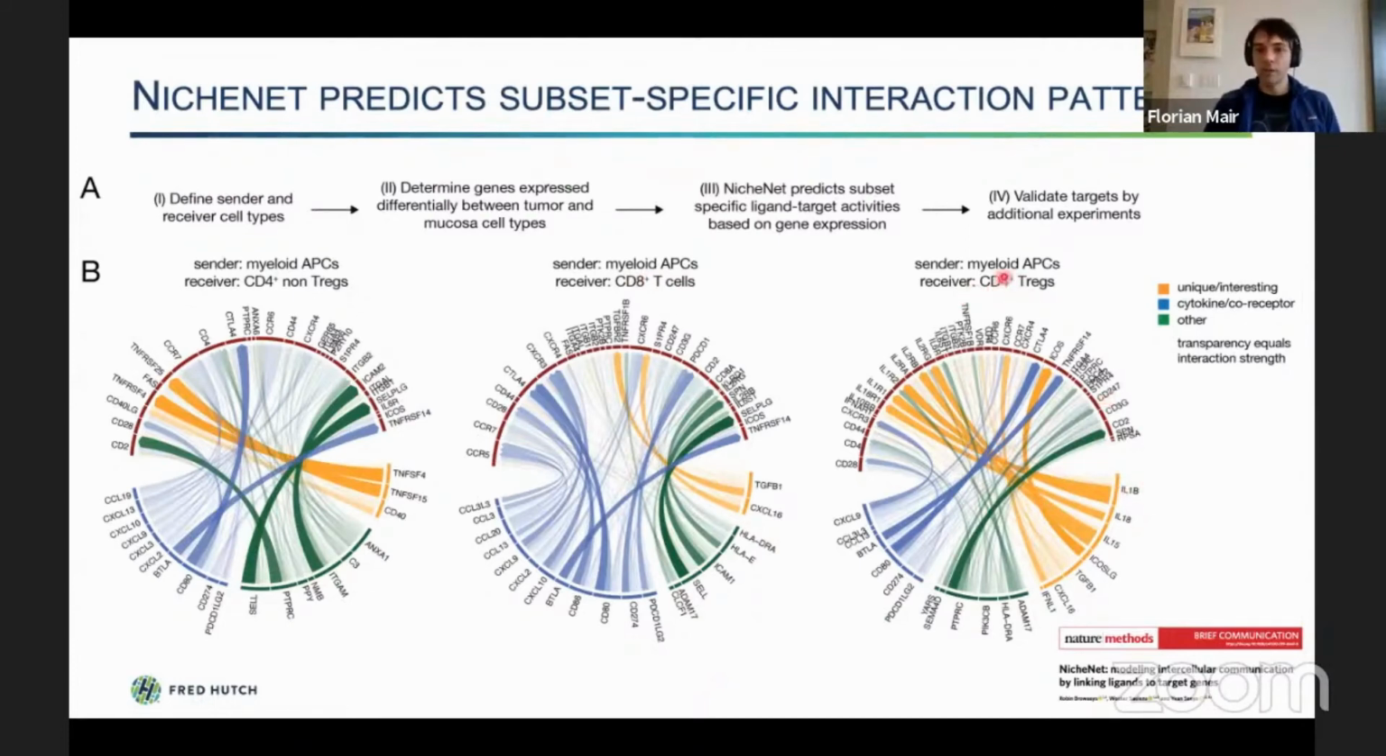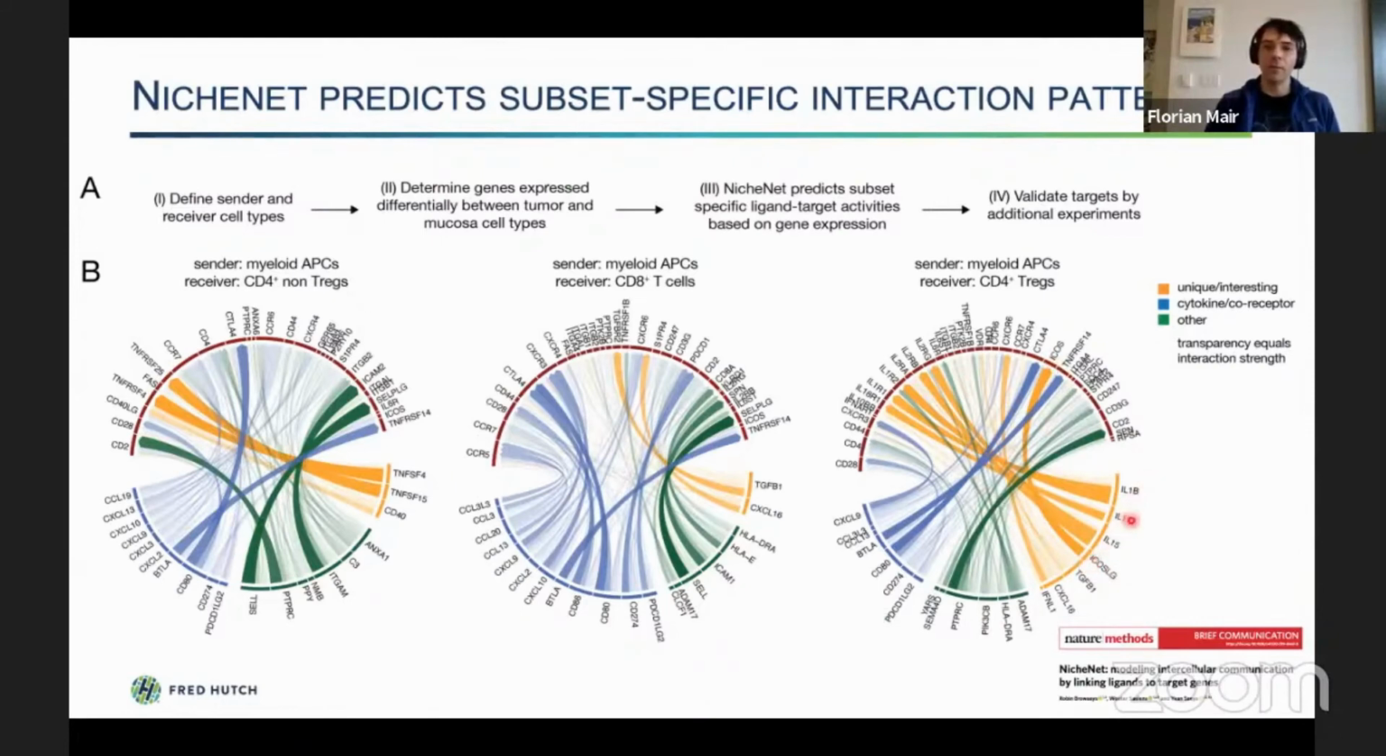According to NicheNet, the CD4 Tregs in the tumor microenvironment uniquely receive signals from ICOS ligand, IL-15, IL-18, and most surprisingly, IL-1 beta, which is traditionally considered a pro-inflammatory cytokine. At this point in time, all of this is, of course, only inference, but we knew already from our cytometry data that ICOS is highly expressed on those Tregs in the tumor microenvironment. In all likelihood, that's a valid prediction.